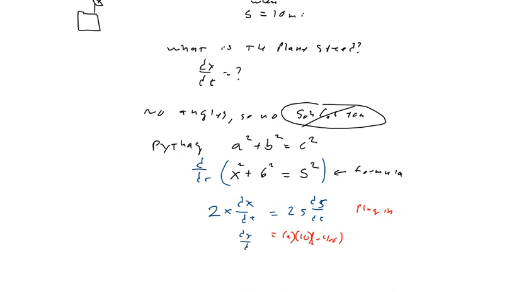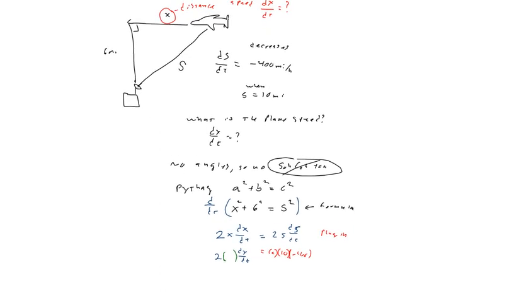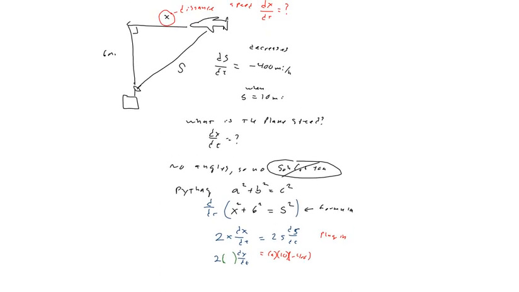I know that's a 2. Do I know x? Uh-oh. I don't know this yet. Something's missing. I need x. How do I get x? Well, I know that s is 10. If s is 10, I can solve for the missing x. I get x squared plus 6 squared equals 10 squared. So go through that. X is going to turn out to be 8.